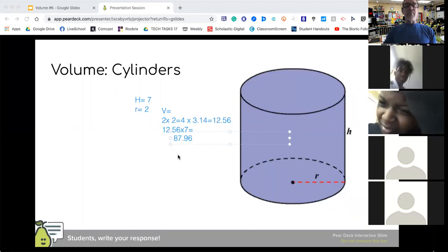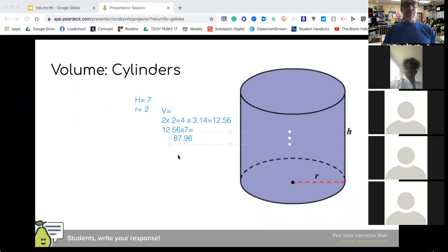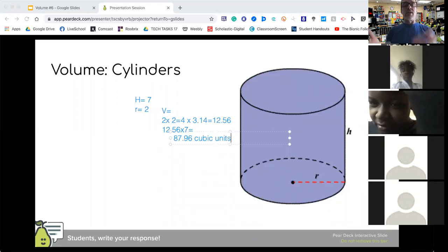Several of you got 87.96. If you did not get 87.96, do you see why it should be 87.96? Okay, if somebody's laughing and being silly, will you hang on, please? Because I think somebody is. And remember, if I don't know what measure it is, I just call it units, right?